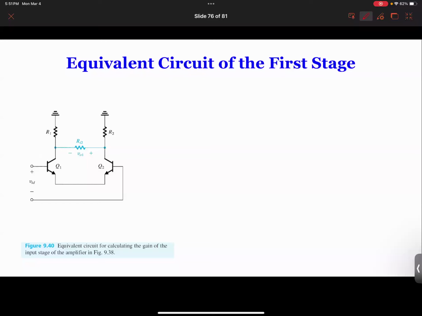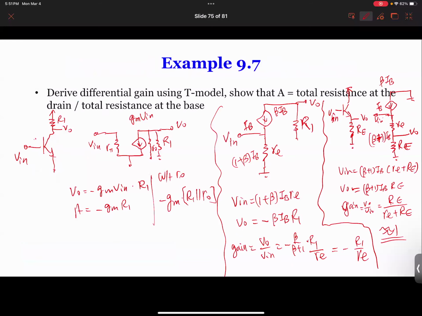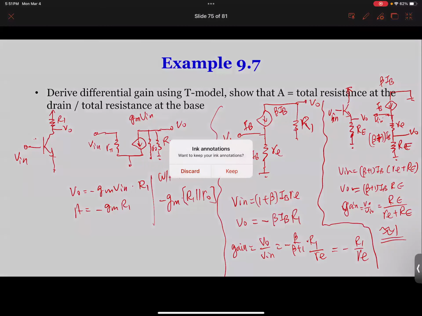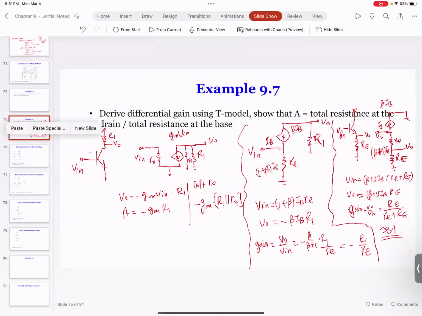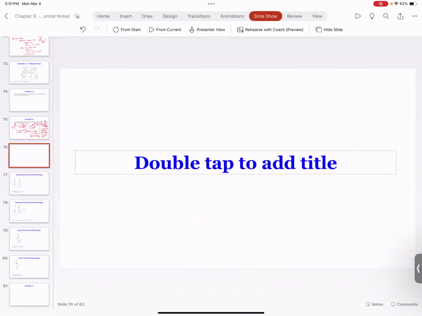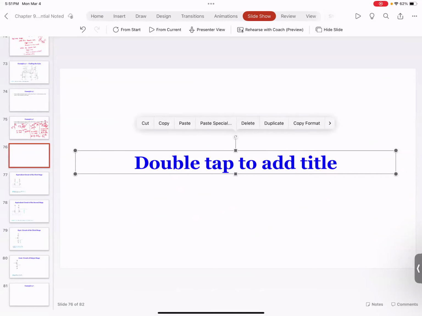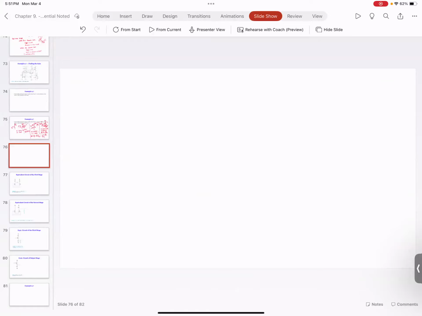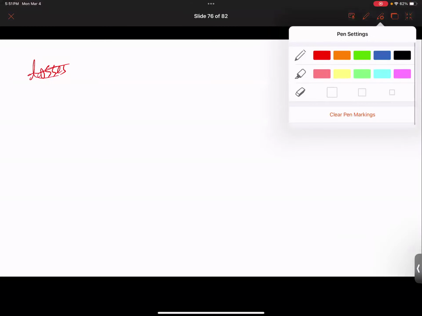By the way, the second part of 9.7 also asks you for the total losses. So let me add another page so that I can do the losses. New slide. Okay. I think they didn't call it loss. They call it power dissipation. So when you do power dissipation, you know how to calculate power? It's the current times voltage.